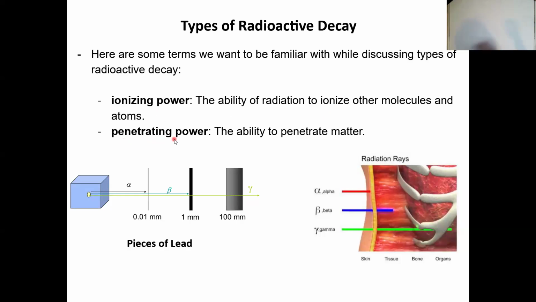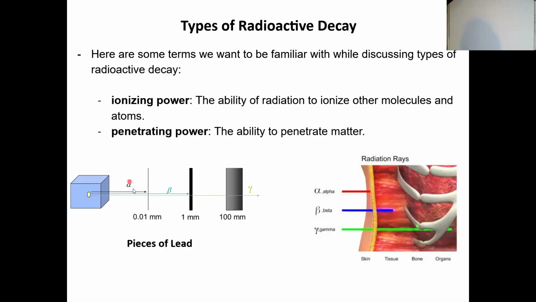And then we have the penetrating power, which is the particle's ability to actually move through different layers of protection, whether it's like clothing on your body or your skin cells or whatever. But how good a particular particle is at penetrating matter. Okay. So you see some examples here. These are our alpha particles, beta particles, and gamma particles.